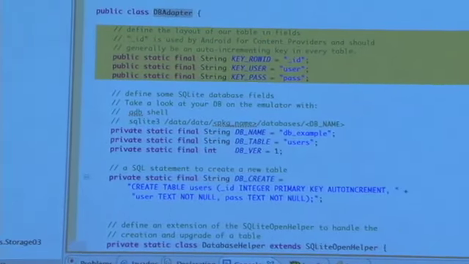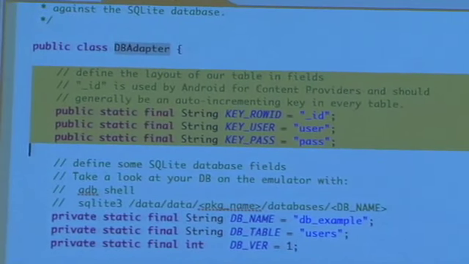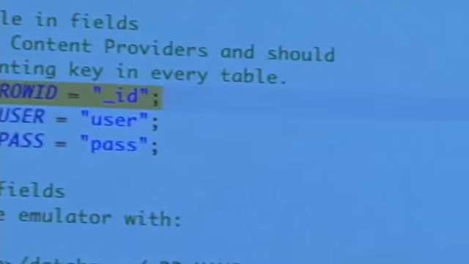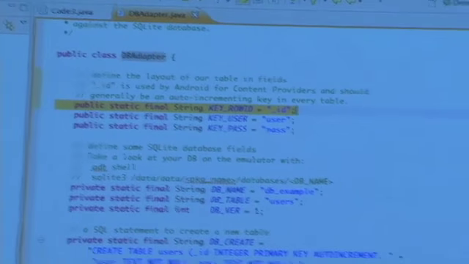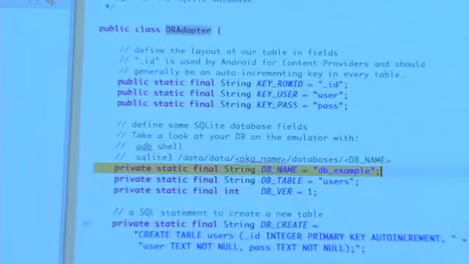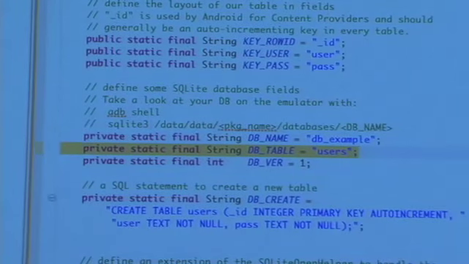Now, generally, when you're working with auto-incrementing fields within a SQLite database in Android, it's a good idea to always use _ID because it's been optimized. It's actually used by Android and by some of the abstractions that Android provides to be able to identify specific rows. So use _ID. That's pretty much a great way to identify which are your auto-incrementing IDs. Then we have defined our other fields as well, user and password. We've also defined the name of the database and also the name of the table in addition.